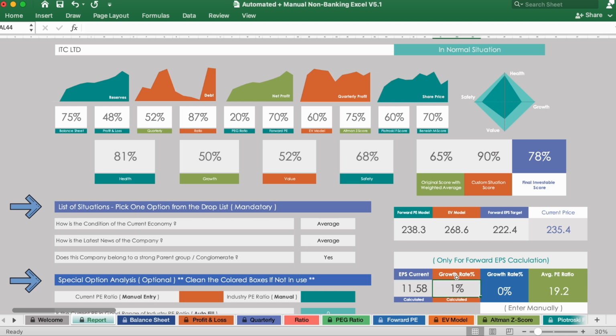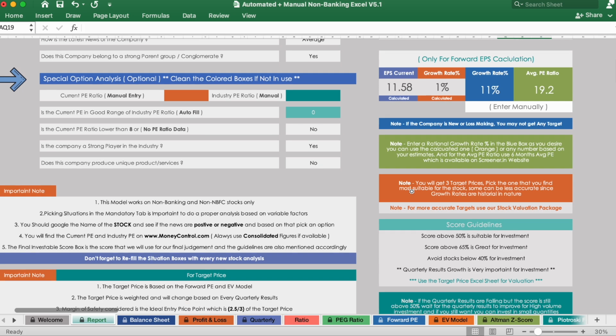Now all you have to do here is just enter the growth rate of a company manually, although what we can see here is the calculated growth rate of the company at 1%, but in the example that we did, it was 11%. So once we enter 11 over here, we get the target price of the company at 246.8. Now this is one way of finding out whether the stock is suitable for investment or not. It gives you a score of 78% based on certain custom situations which you have to fill over here.